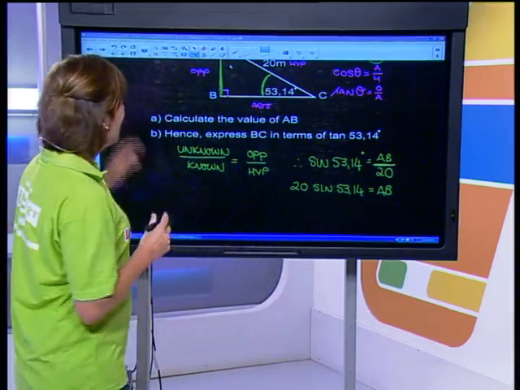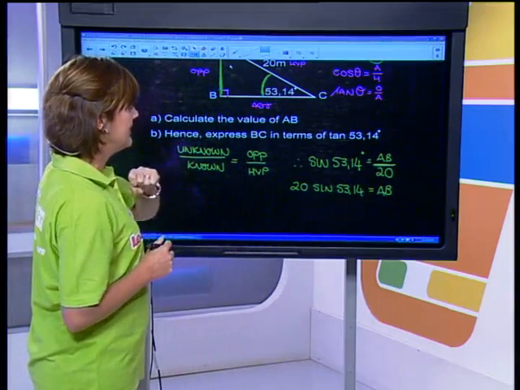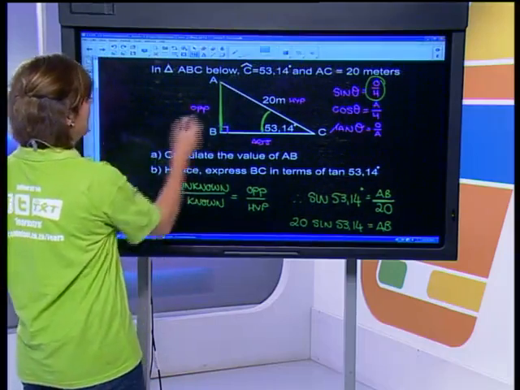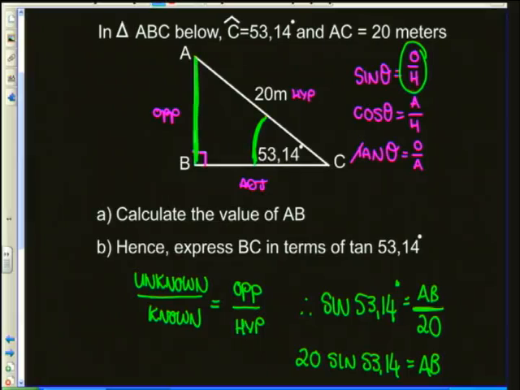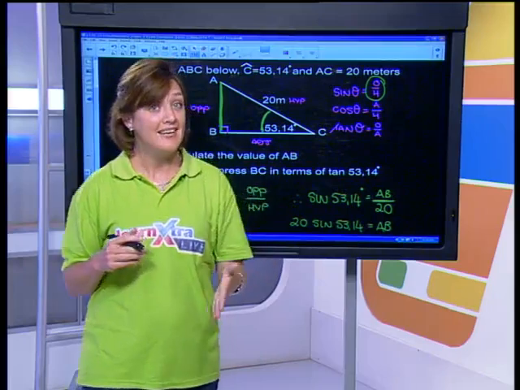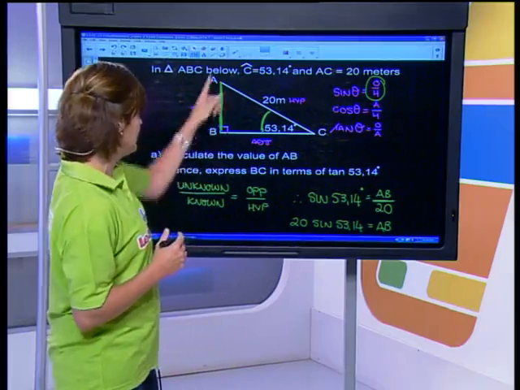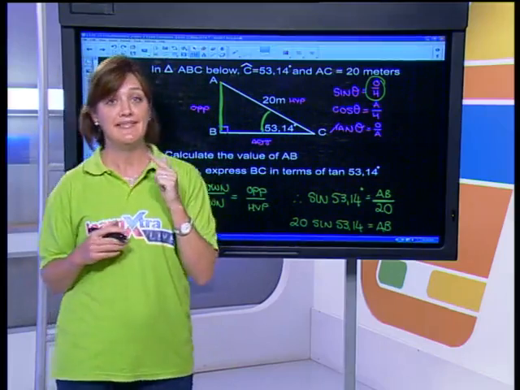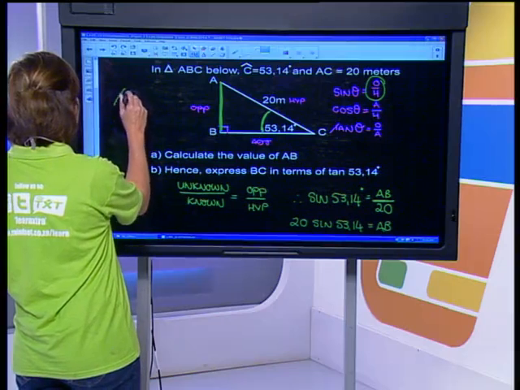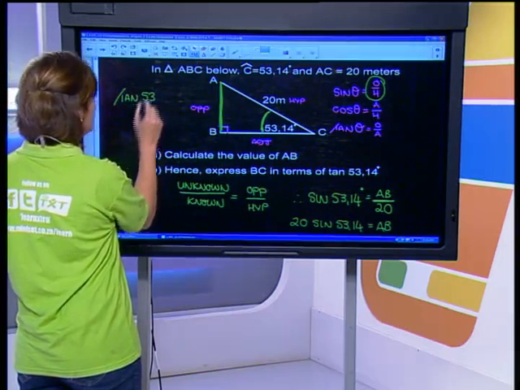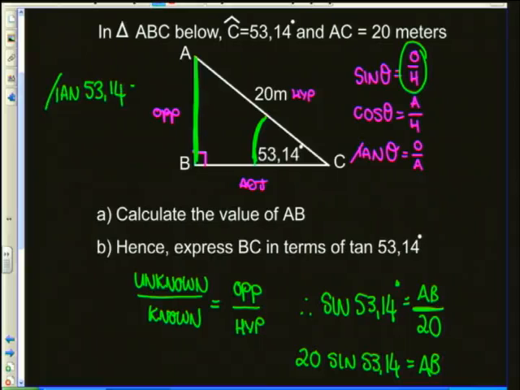All right. And then what they've said is express BC in terms of tan 53. Okay, so now we know the length of AB. Now that's a known side. So now what they're wanting us to do is to express the side of BC in terms of tan 53.14. Tan is the ratio of your opposite side, which is AB, over your adjacent side, which is BC. So tan of the angle 53.14 is equal to the opposite side, which is side AB. You guys will now have a value for that, over the side of BC, which we don't have a value for.